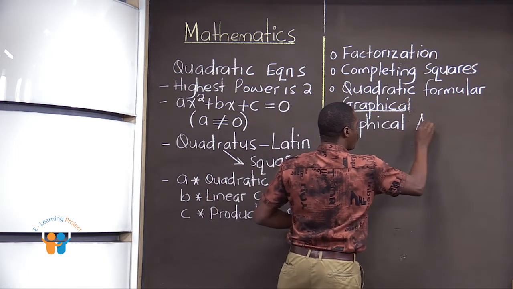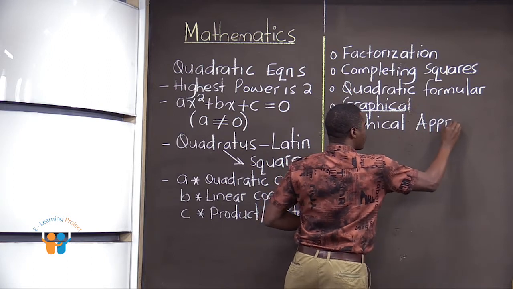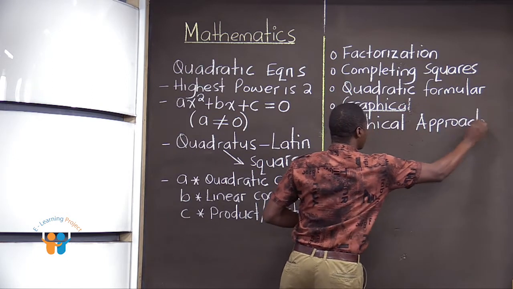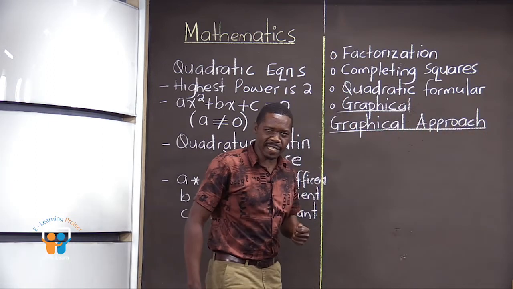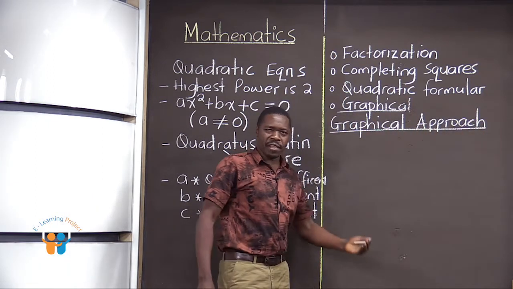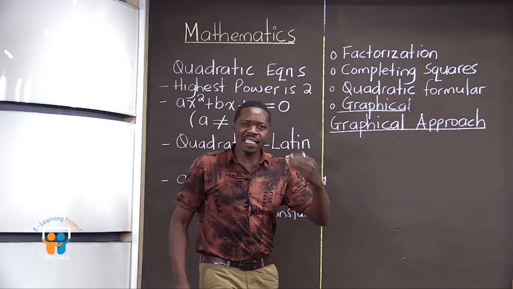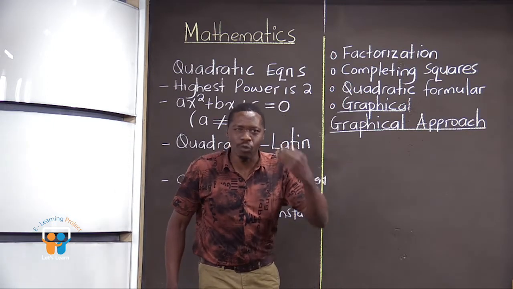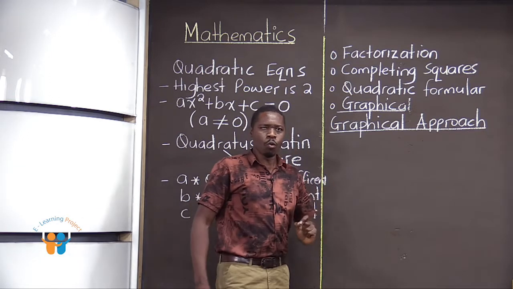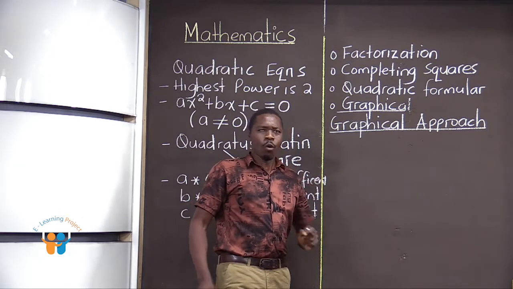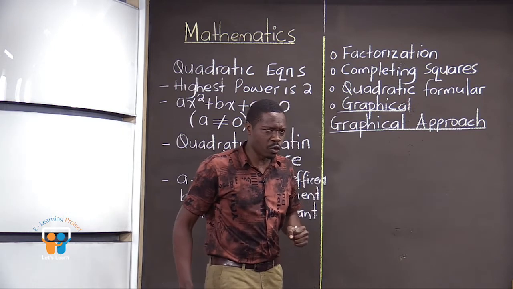Graphical approach, or graphical method. First of all, Mr. Examiner, sir, what we need to know is this. Under the graphical method, it is the fourth method that is used to solve quadratic equations. But there are a few things that we need to know when we are using this method. What are some of those things that we need to know?